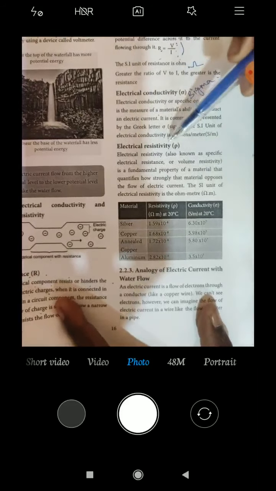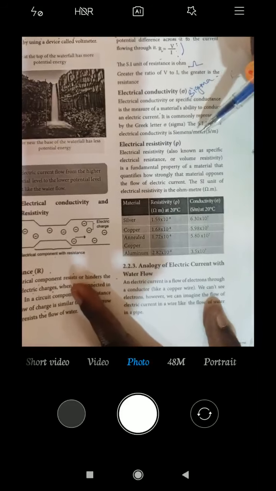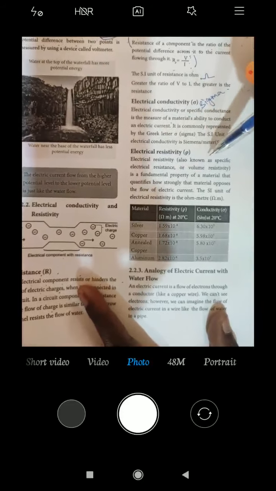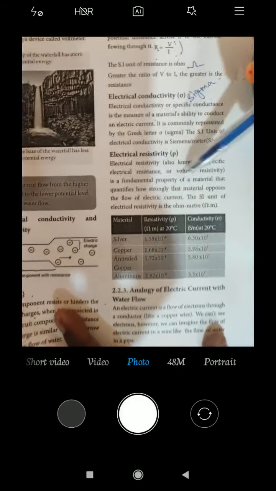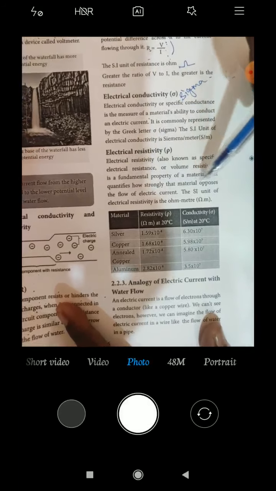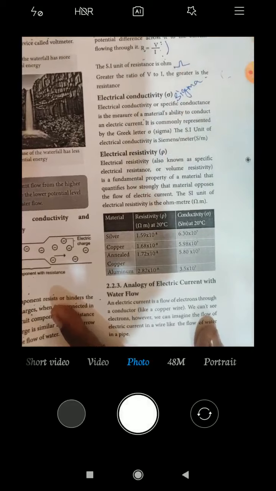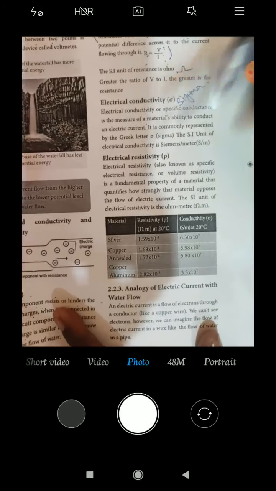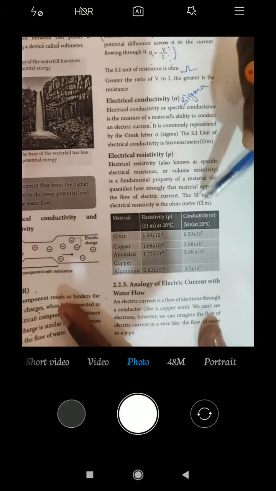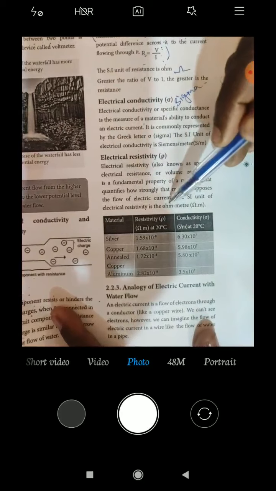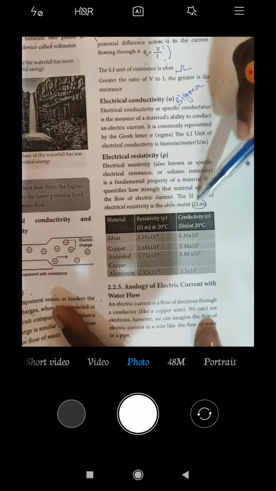Next is electrical resistivity. Electrical resistivity is represented by rho. It is a fundamental property of a material that quantifies how strongly the material opposes the flow of electric current. The unit of electrical resistivity is ohm meter.